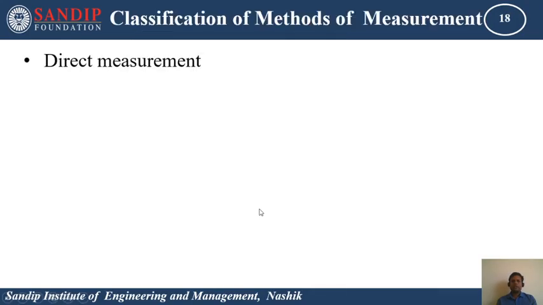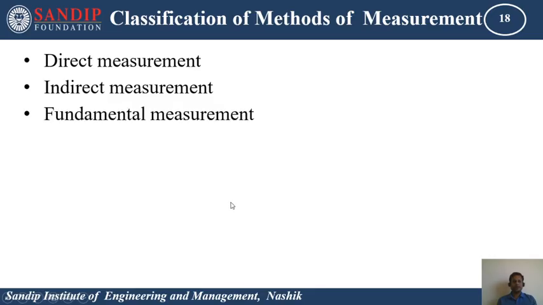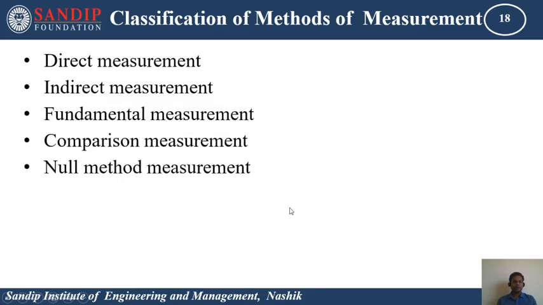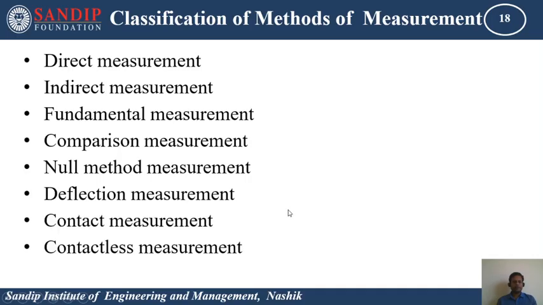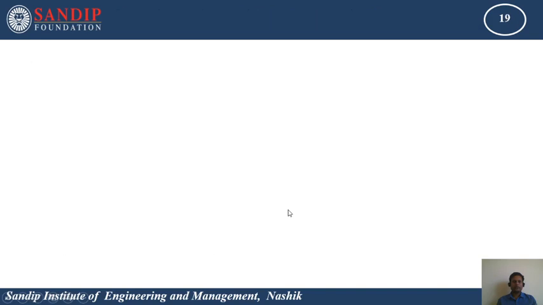Then next point is classification methods of measurement. So there are different methods used for measurement. The very first method is direct measurement, second is indirect measurement, then fundamental measurement, comparison measurement, null method measurement, deflection measurement, then contact measurement and contactless measurement process. So let us see them one by one.